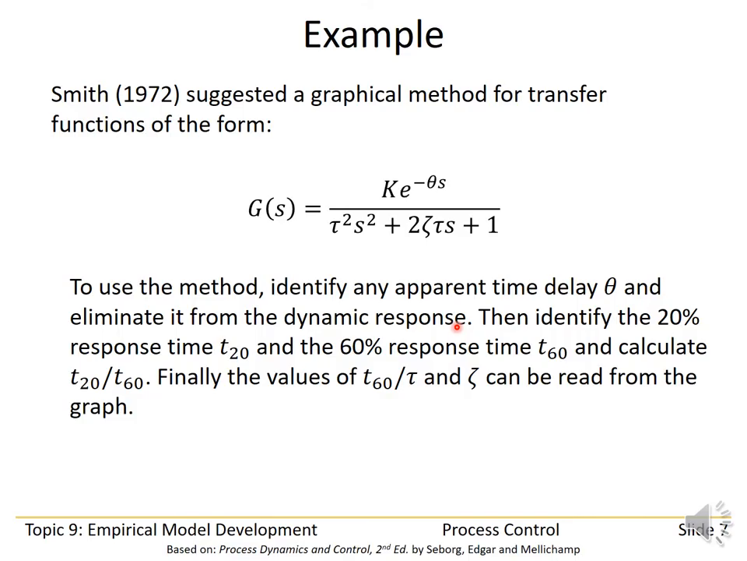We shift the response curve to the left by an amount of time equal to that time delay. Then, after shifting the curve to eliminate the time delay, we find the 20% response time, t20, and the 60% response time, t60. We calculate t20 divided by t60, and then we find the values of t60 over tau and zeta from the graph on the next slide.